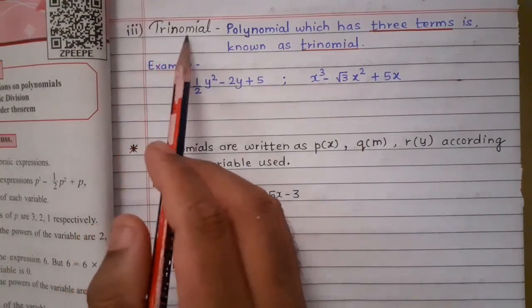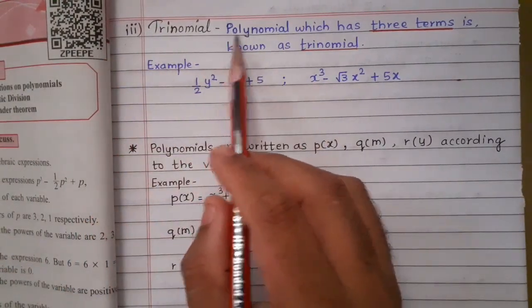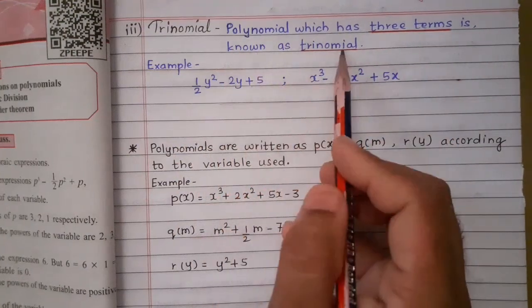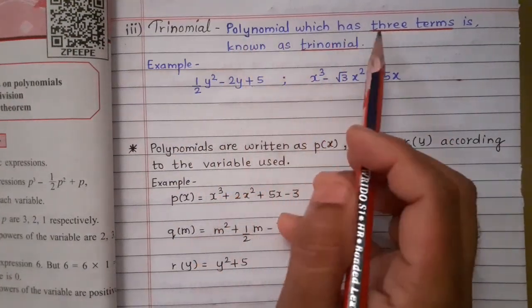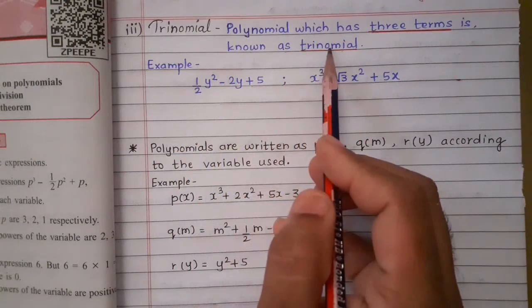Next type, trinomial. A polynomial which has three terms is known as a trinomial.